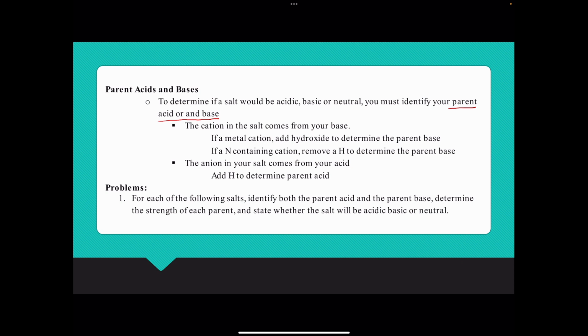Now in the salt that we form, the cation will always come from our base. So if we're trying to figure out what that parent base is, we take our metal cation and we're going to add hydroxide to it to determine the parent base. If the cation is nitrogen containing, then we're going to remove one of the hydrogens to determine the parent base. Now the anion in our salt will always come from our acid. To determine what our parent acid is, we're going to add a hydrogen to that formula. So we're going to take a look at a series of salts and we're going to determine if they are acidic, basic, or neutral.